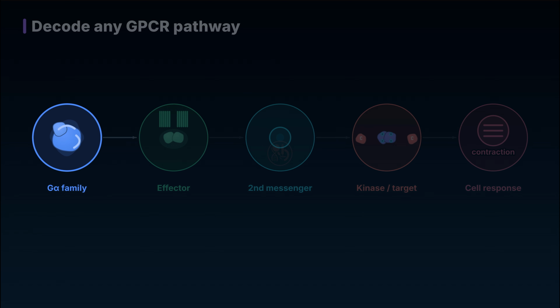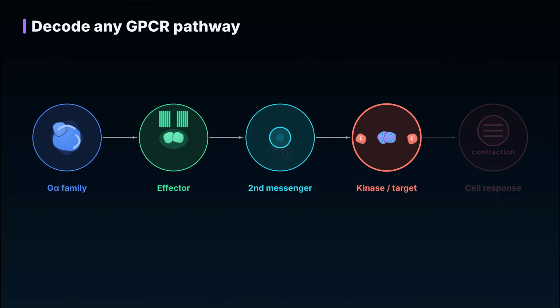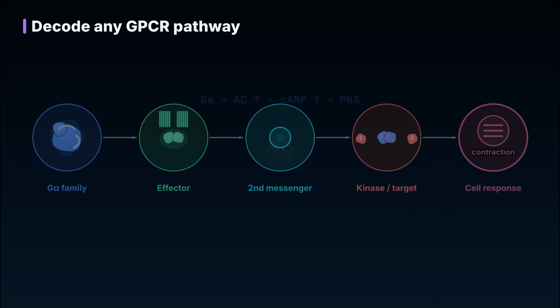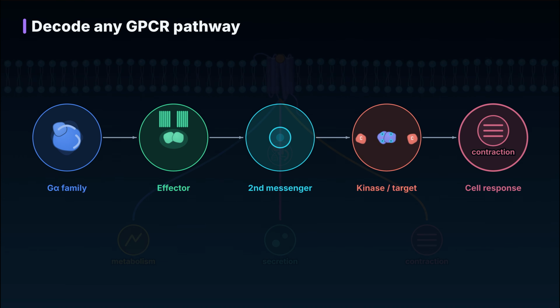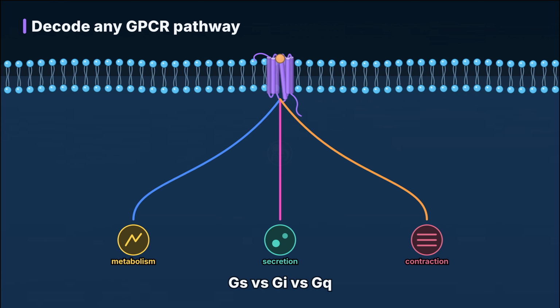When solving a pathway question, first identify the alpha family, then the effector, the second messenger, the kinase, and the final response. Remember the core comparison. GS raises cAMP, GI lowers cAMP, GQ generates IP₃, DAG, calcium, and PKC signaling. One receptor begins the message, but the G protein helps decide which intracellular route opens.